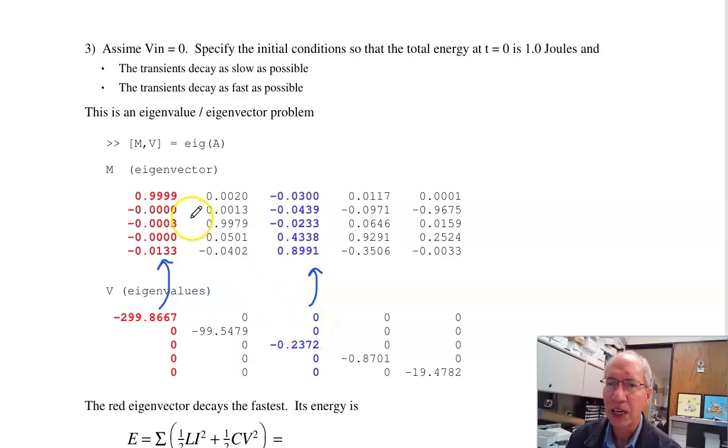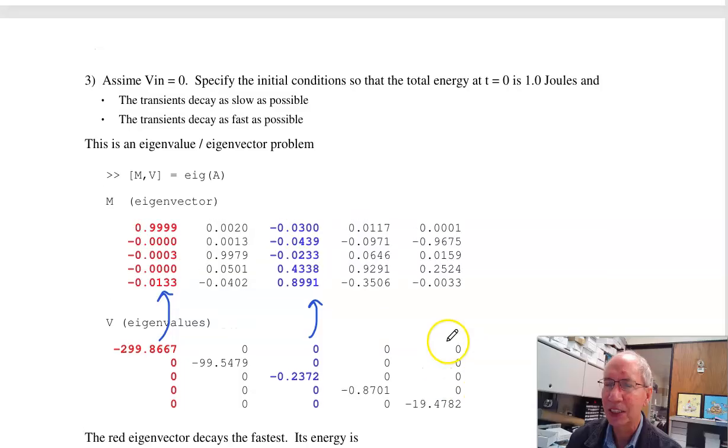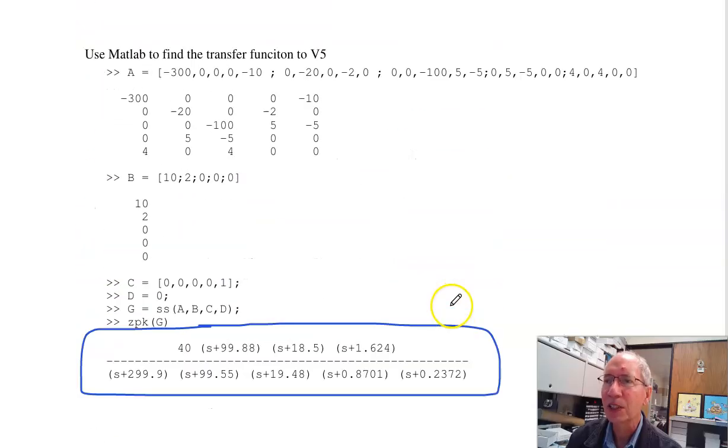And notice the eigenvectors. This is I1, I3, I2 primarily. I1 decays as e to the minus 299t. I3 decays as e to the minus 99t. I2 decays as e to the minus 19t. That kind of makes sense if you look at the circuit.